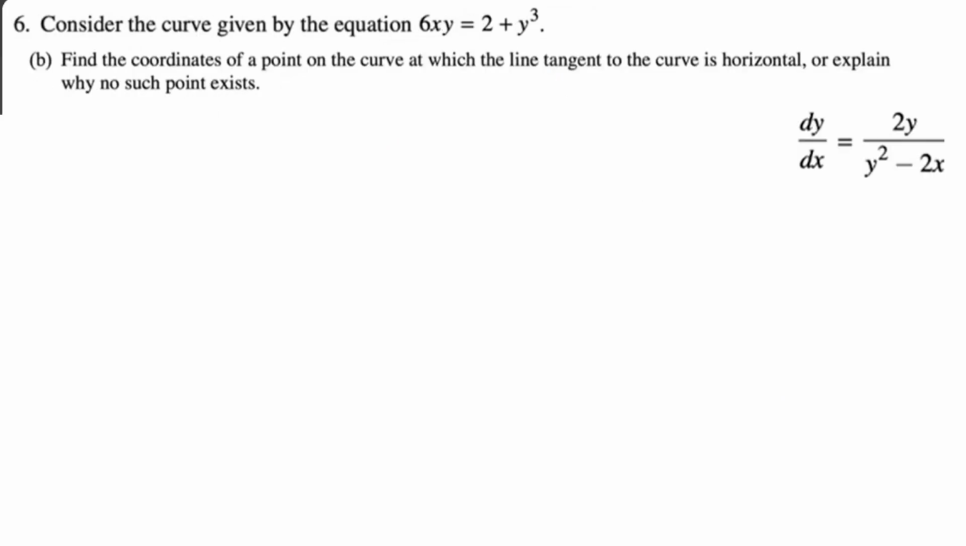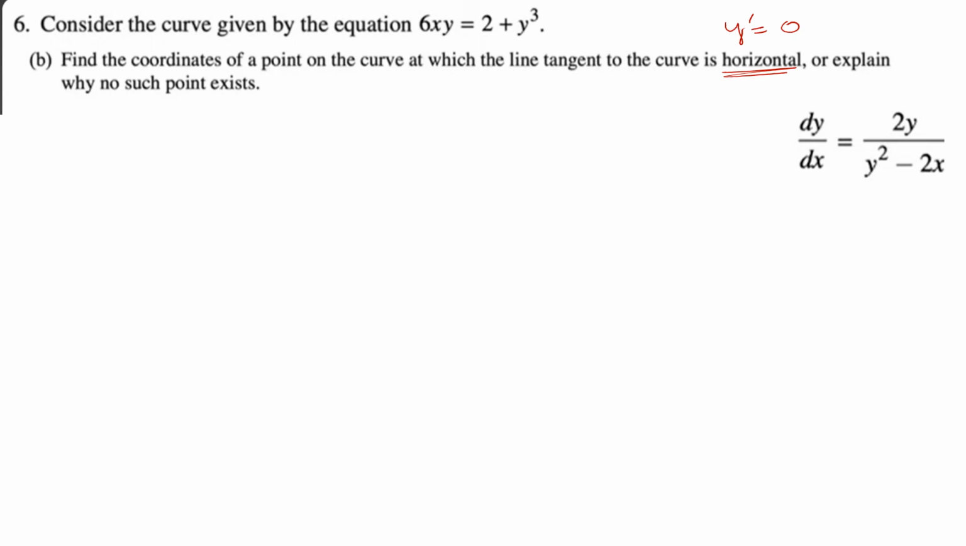Now in this part they are asking you to find the coordinates of a point on the curve at which the line tangent to the curve is horizontal. What is meant by horizontal? Horizontal means that the derivative equals 0, which means that the slope of the tangent line is 0. Or explain why or why not such a point exists.